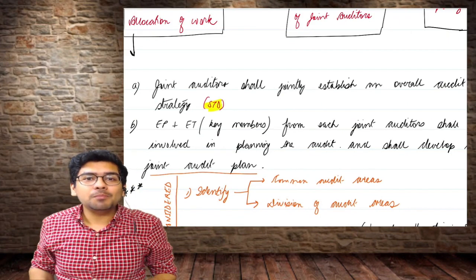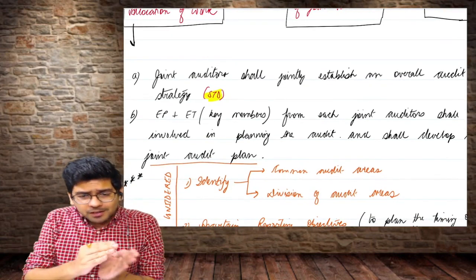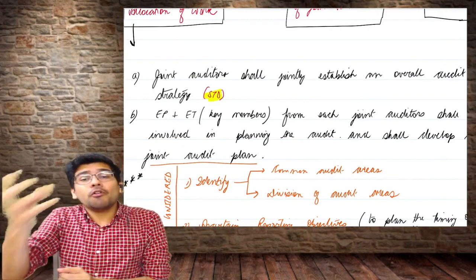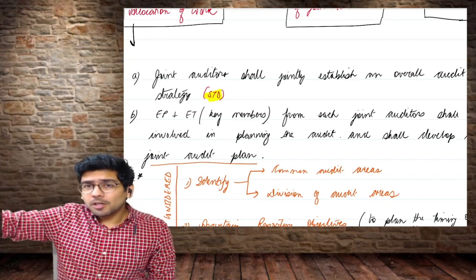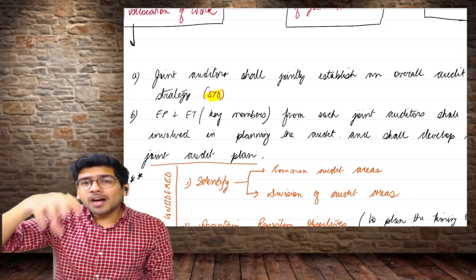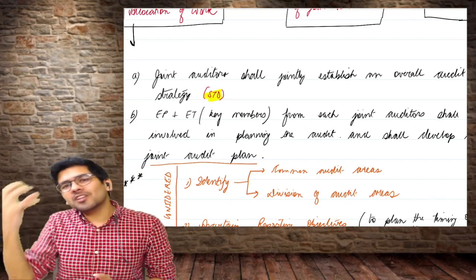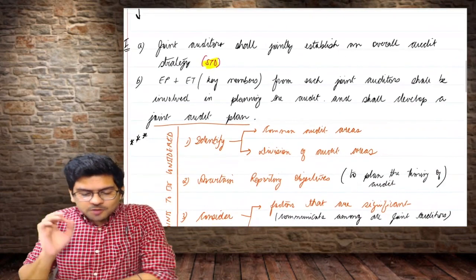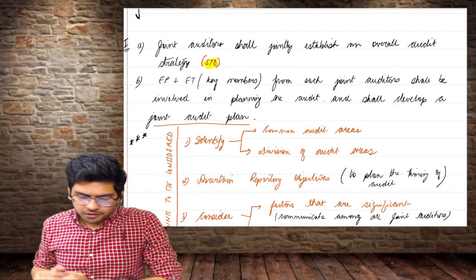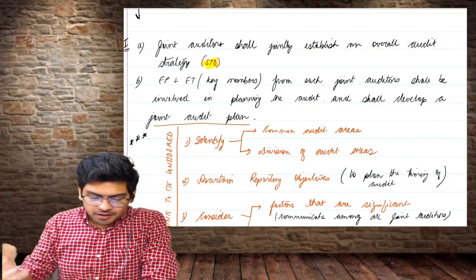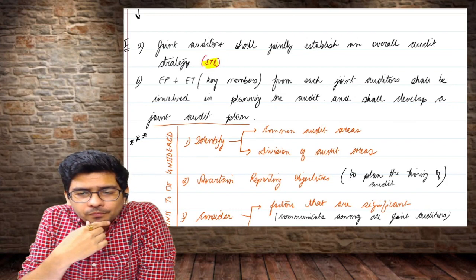The engagement partner, EP, plus the engagement team, the key members. Of which firm? Of all the firms, of all the joint auditors. We have 4 firms in my example. So the engagement partner from each of the firms and their respective team members are going to jointly make the audit plan. First they jointly make the audit strategy, and from the strategy will come the audit plan. So next point, the engagement partner and the engagement team members, obviously the key members from each joint auditor, shall be involved in planning the audit and shall develop a joint audit plan. Are you clear on this, everyone?